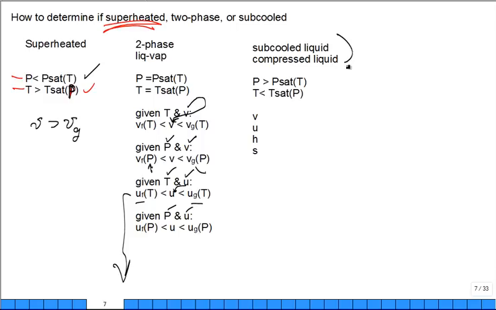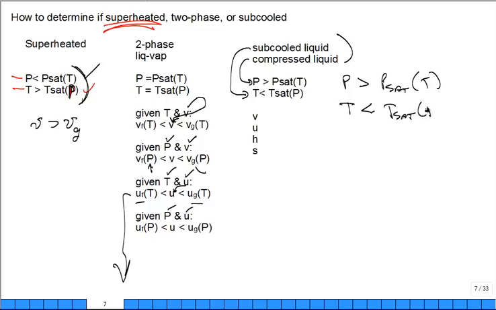How about if you're subcooled or compressed liquid? Well, just the opposite of this. This makes sense for compressed liquid. The pressure is greater than P sat at the given temperature. This makes sense for subcooled. The physical temperature is less than the saturation temperature for the given pressure.